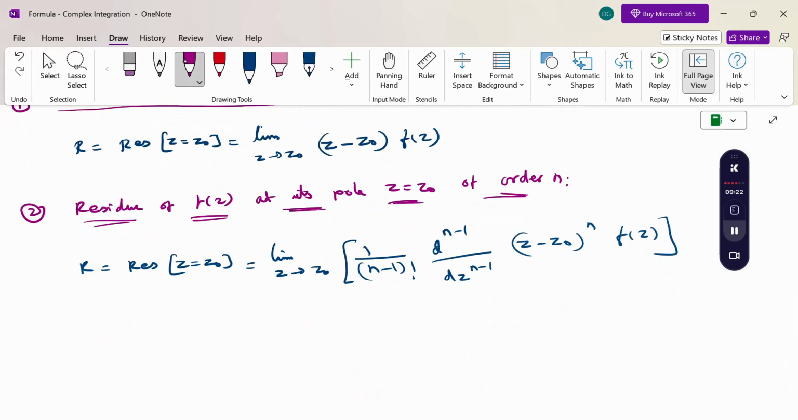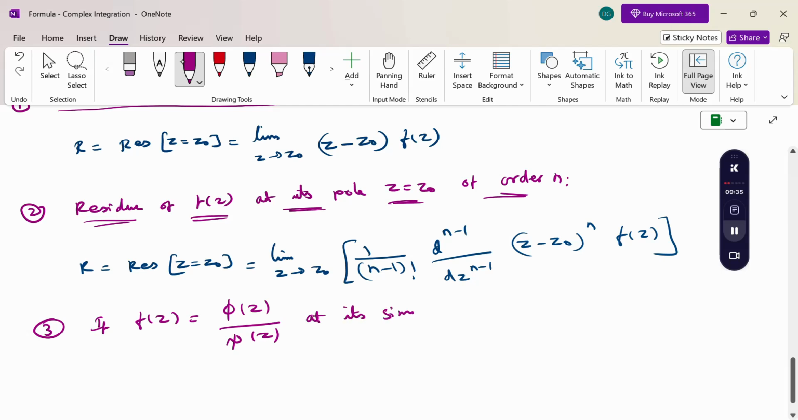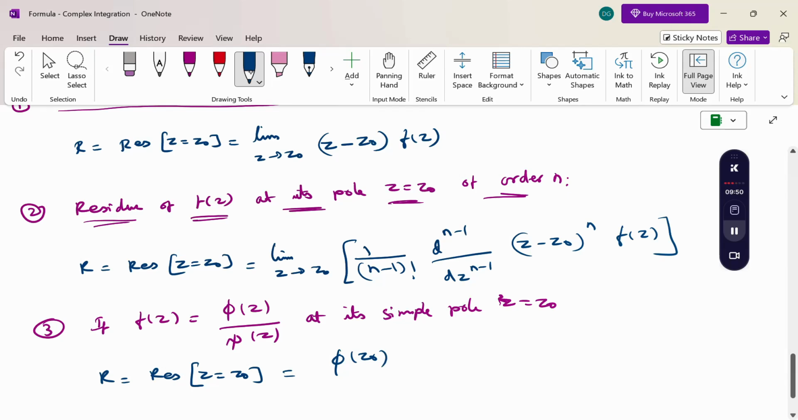And the third formula: if f of z equal to phi of z divided by psi of z at its simple pole z equal to z naught, then our residue at z equal to z naught is nothing but phi of z naught by psi dash of z naught.